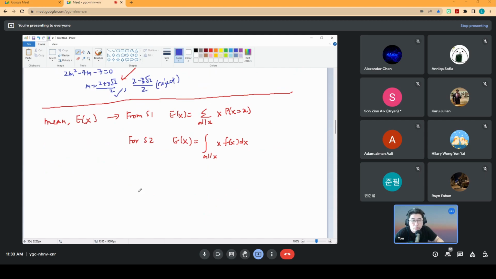So for this question, the expected value of x will be the integral from 1 to 4 of x times (2 over 9 x minus 2 over 9) dx. Of course, with the help of a calculator, you can get the answer immediately. So I have 2x squared minus 2x over 9, from 1 to 4. I have 3 as the answer.